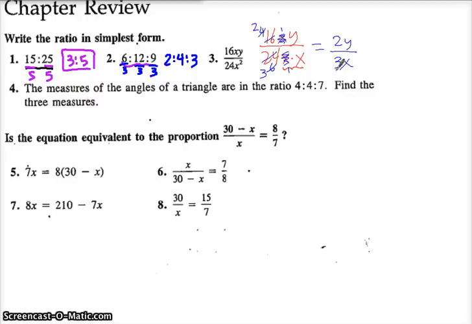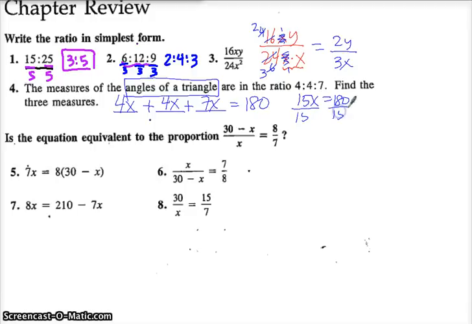Okay, look at number 4. It says the measures of the angles of a triangle are in the ratio of 4 to 4 to 7. Find the 3 measures. Well, if they're the angles of the triangle, we know the measures of one angle plus the second angle plus the third angle must equal 180 degrees. Remember, this is the scale factor. So we need to figure out which common number they're being multiplied by in order to get it to 180 degrees. So 8 plus 7 is 15, so we do 15x equals 180, divide each side by 15, so x equals 12.